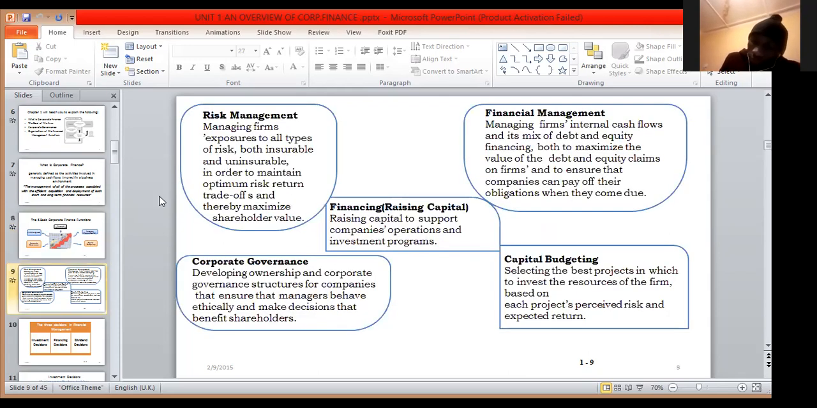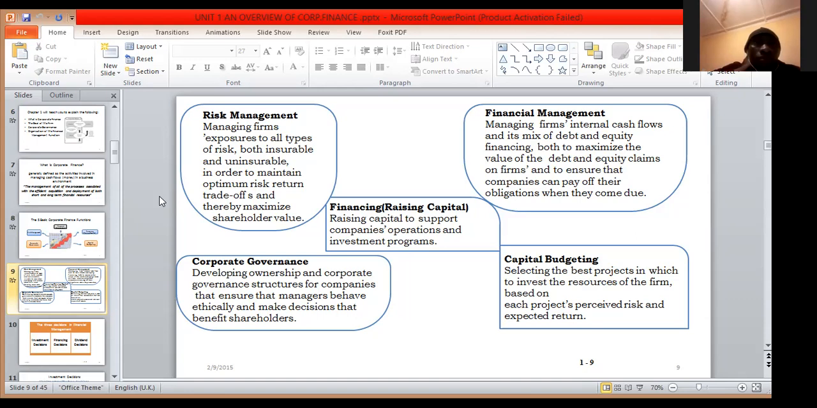If you look at this table here, there's now the full explanation of what is risk management: managing firms' exposure to all types of risks. That is your function as a financial manager. Each and every business is exposed to different risks. So the first thing that you should do, you must identify the risks to which your business is subjected.